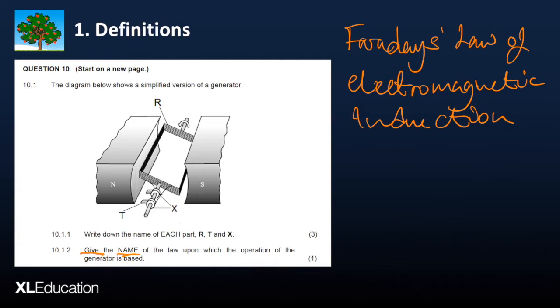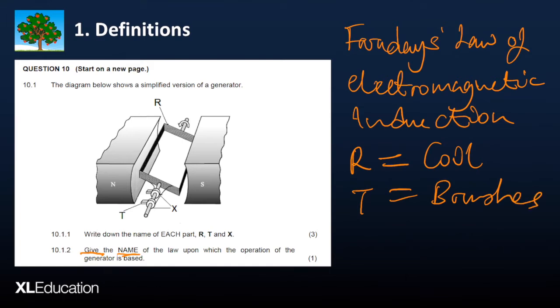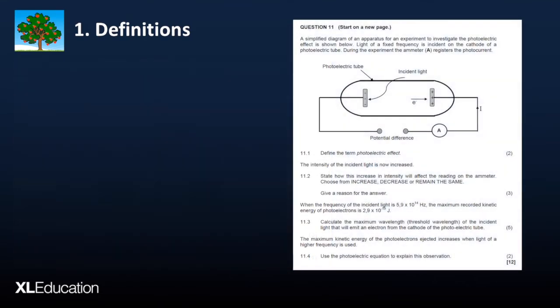Right. Also, just knowing the structure of these machines, either a generator or an electric motor, those are other easy marks that one can collect. So in this case, if you are to label, R is equal to the coil, and T is equal to the brushes, then also X is equal to the slip rings. Right, so this is basically some easy stuff that one needs to know.